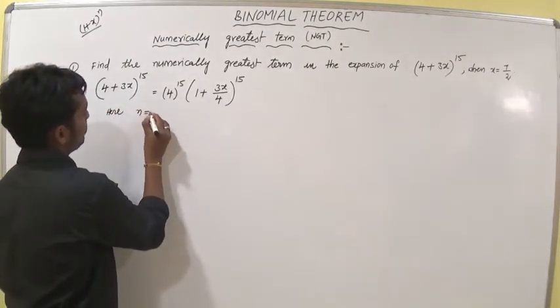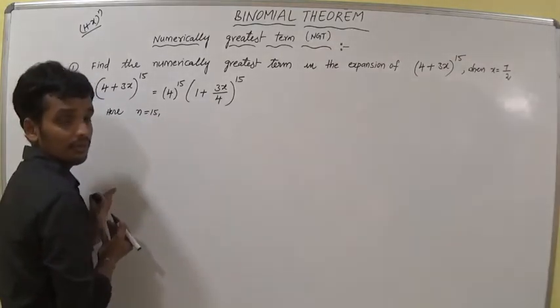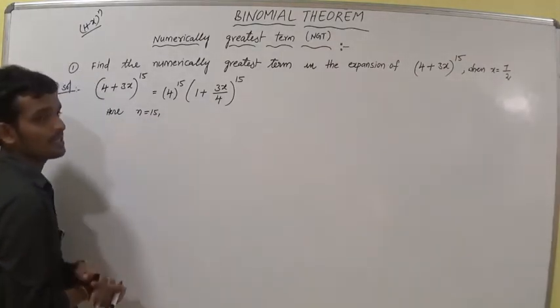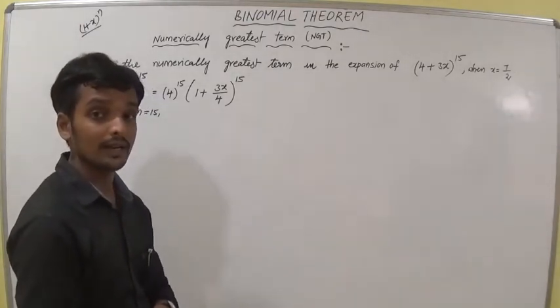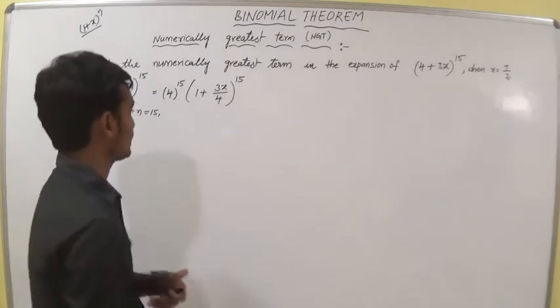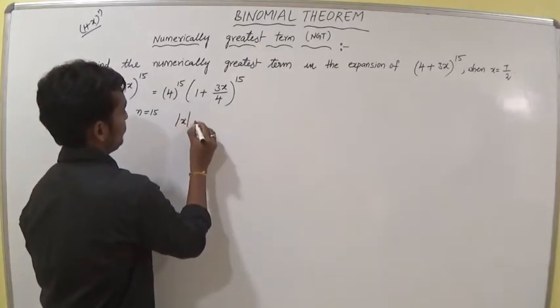N is equal to 15. Again, n is equal to 15. Our formula is m is equal to (n plus 1) into mod x. We have to calculate mod x. Now I am calculating mod x.